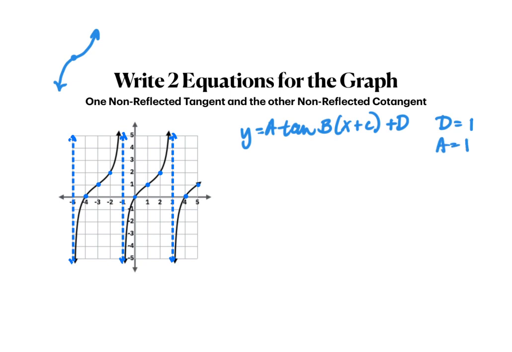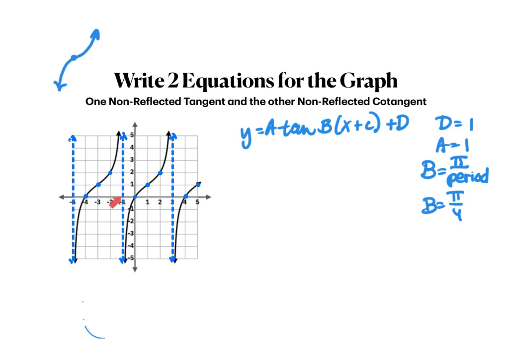Then I have to look at the period. B is going to be equal to the period of my parent function, which is pi, over the period of my graph. Looking at this, my period goes between -1 to +3, so the period is 4. B is pi over 4, and then I've got to finally find C.